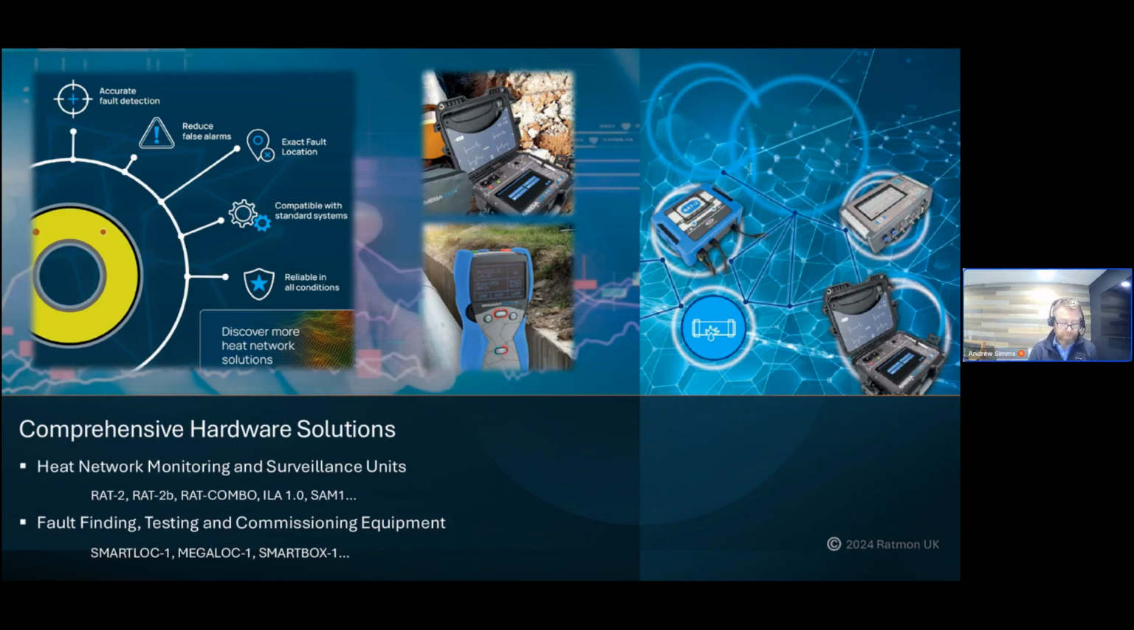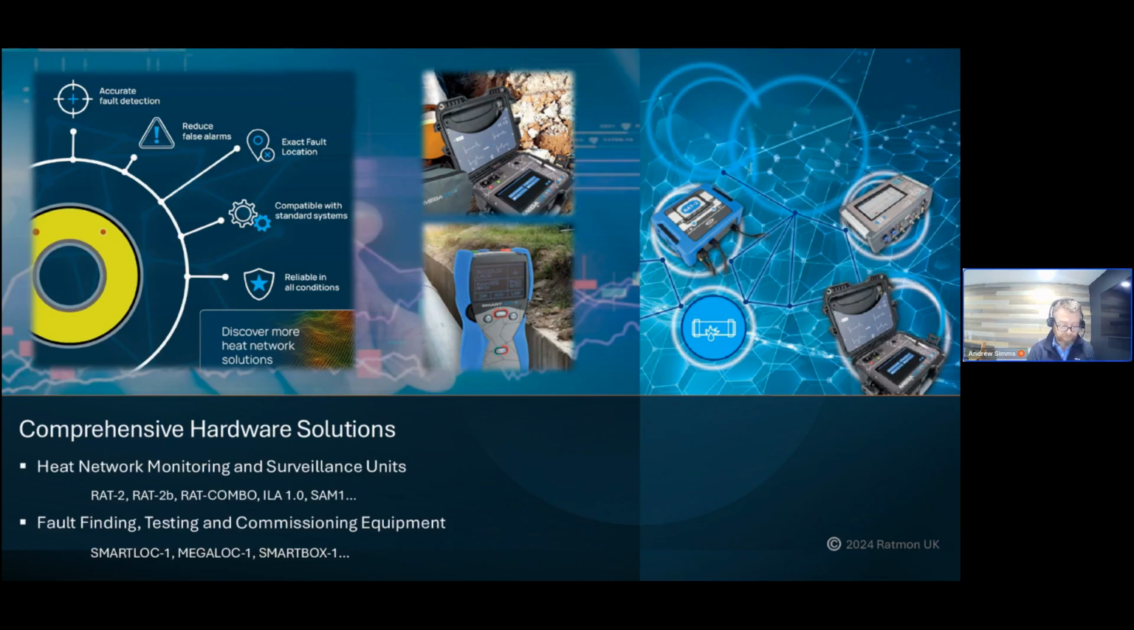So Ratmon UK offers a complete range of hardware solutions categorized into monitoring or surveillance units, and then the tools for fault finding, testing and commissioning. Monitoring and surveillance units. Our monitoring and surveillance units are designed to provide real-time insight and network-wide oversight. The RAT Combo and ILA utilize inbuilt TDR technology to detect and locate faults, and combine this real-time monitoring with advanced data analysis, enabling proactive responses to potential issues. The RAT2 unit provides enhanced network monitoring with connectivity options for fault alerts.